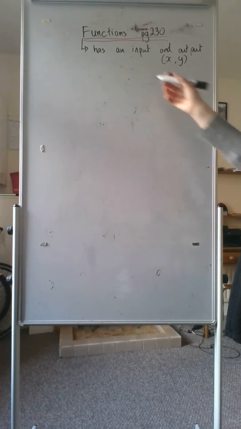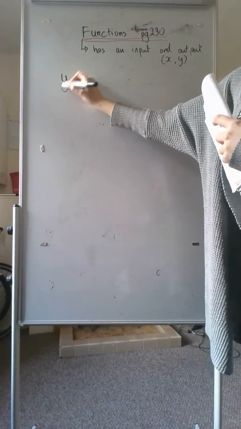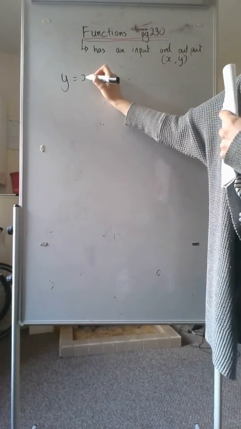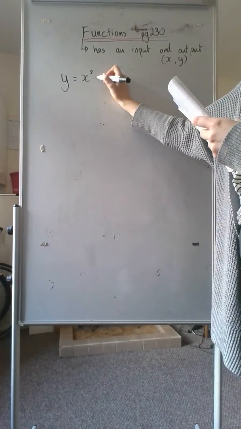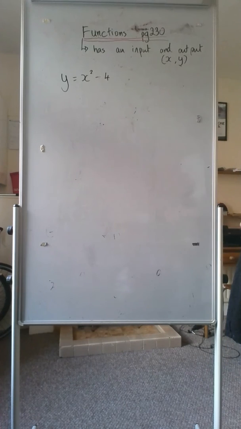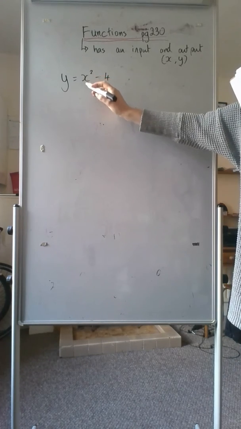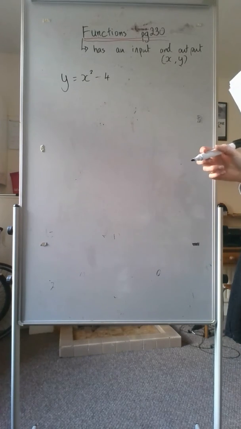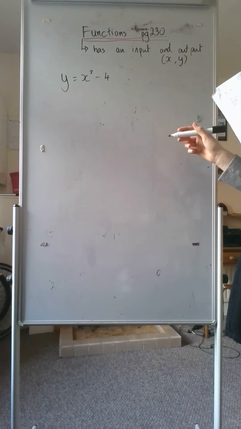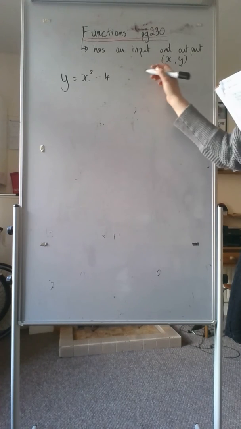So just to start, I'm going to write up a few functions. Let's say y equals x squared minus 4. You should be thinking, okay, that's a quadratic function. Here's your input, and the rule is to square the input and take 4 away. Just picture what that would look like as a graph. It would be a U-shaped graph.